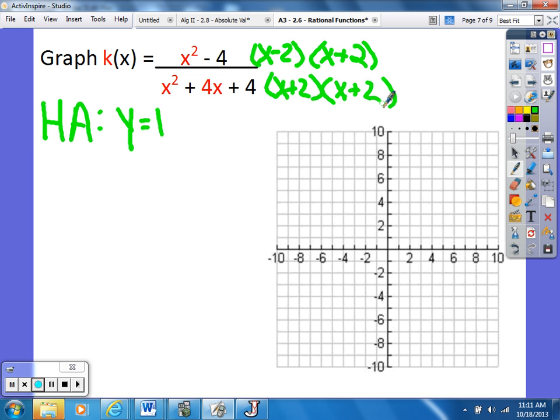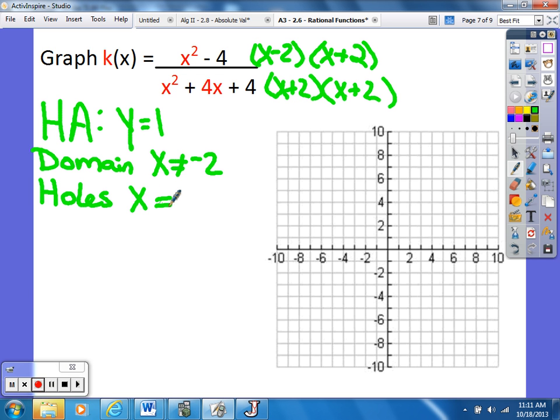Okay, so first off, before we go any further, let's do domain, because I said we'll do it second. Well, it's second. What can x not equal? -2 and -2. I'm just going to write -2, if that's okay. You guys feel all right with that? Okay, so now we get to write the word holes. Are there any holes? Yeah. Where? At x equals -2, right?